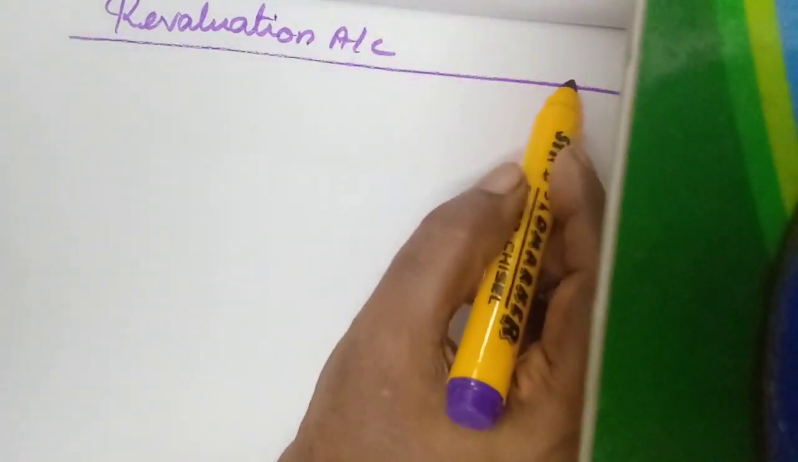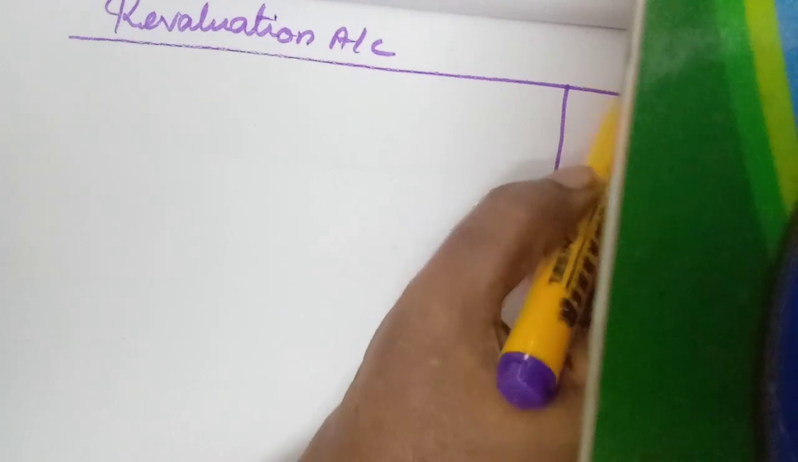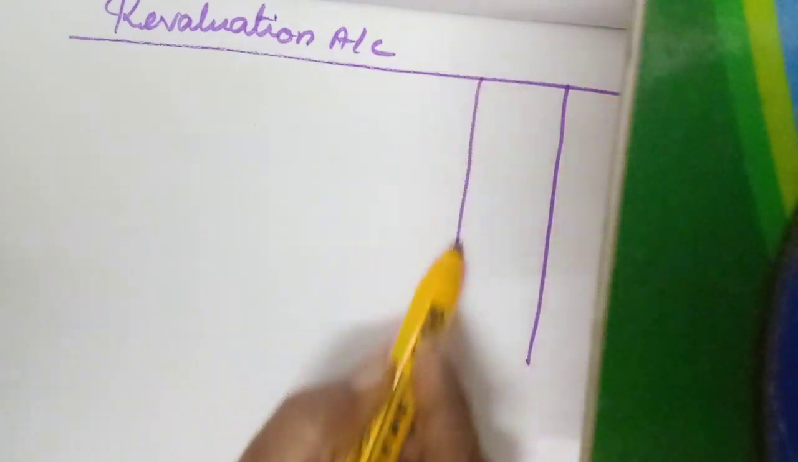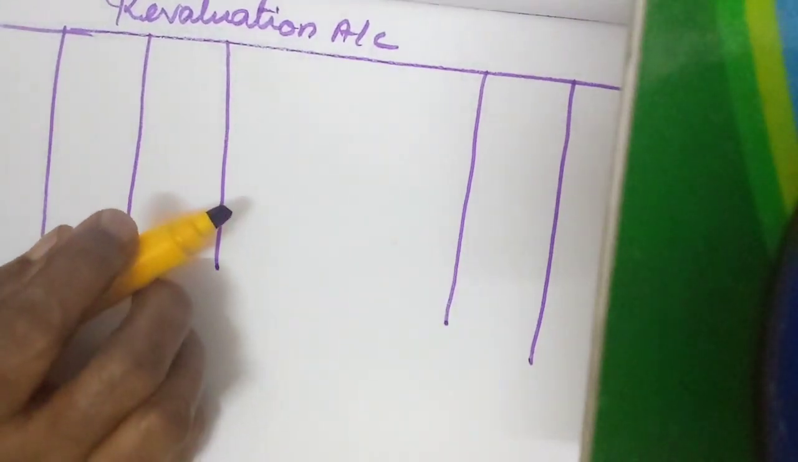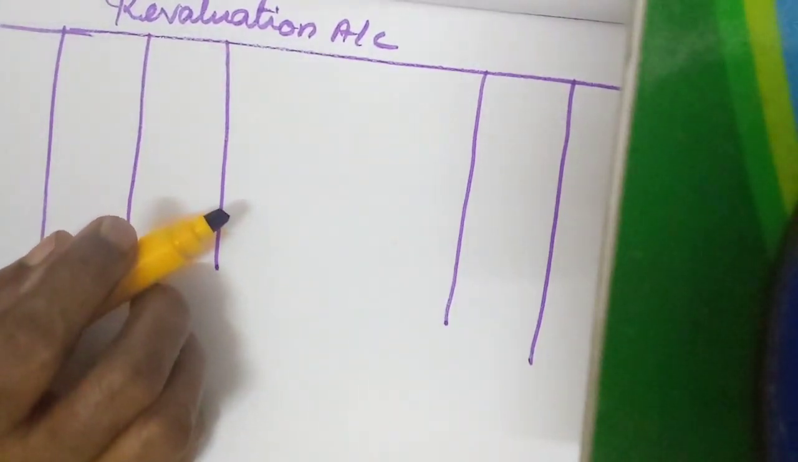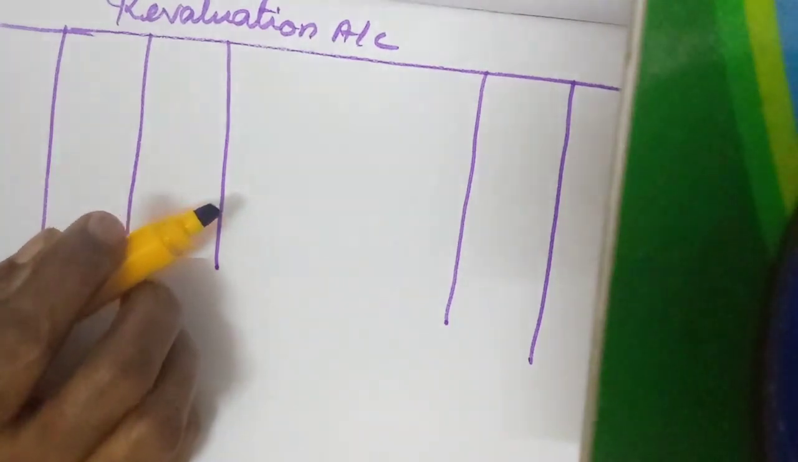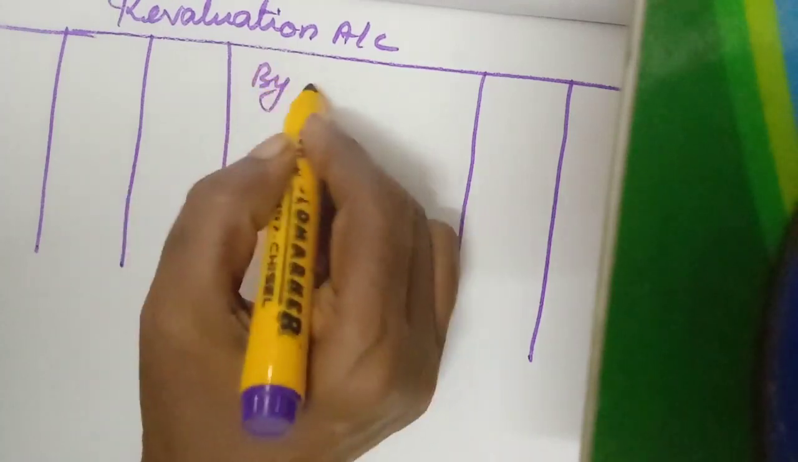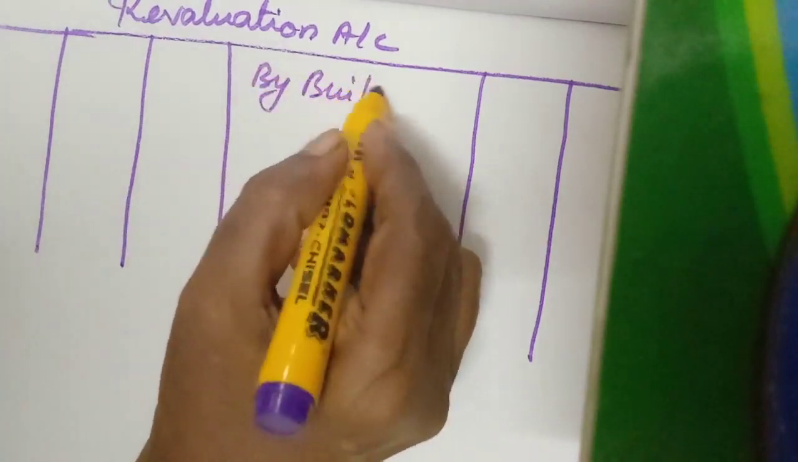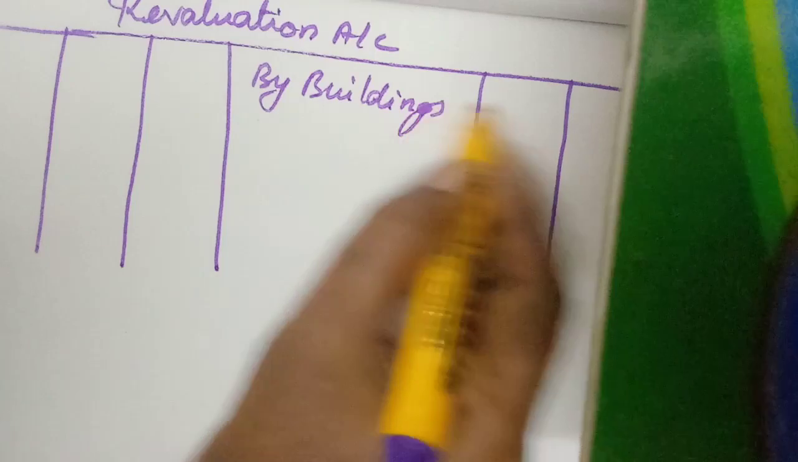Revaluation account, to credit side. Okay, credit to amount column. Here also to amount column. Date, everything will be there. Okay. Revaluation account credit. First entry we need to credit by buildings. 30,000.